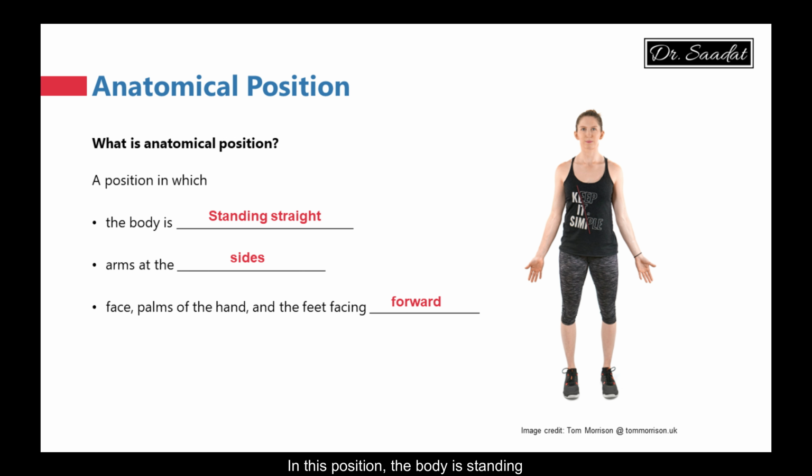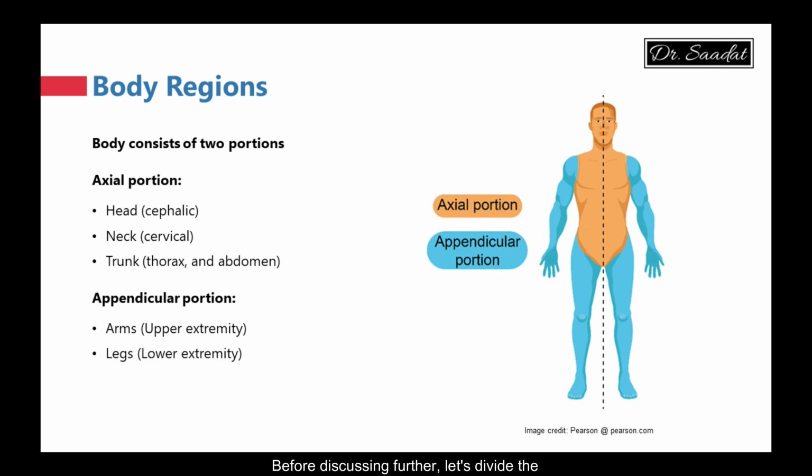In this position, the body is standing erect with arms at sides and with face, palms, and feet facing forward. Before discussing further, let's divide the body into two parts. Axial portion. This refers to the main part of the body, including the head, neck, and trunk. Appendicular portion. This refers to the limbs attached to the axial portion, including the arms and legs.